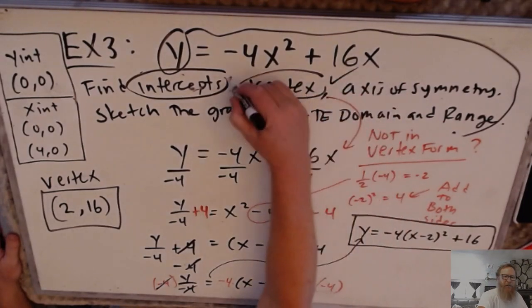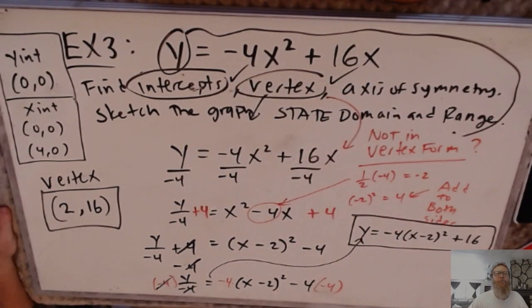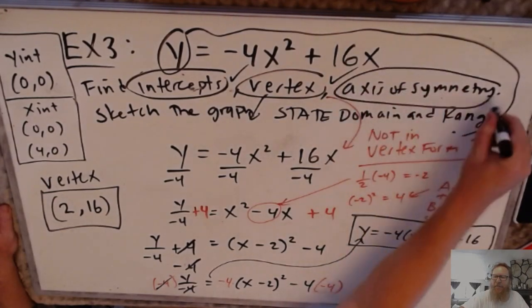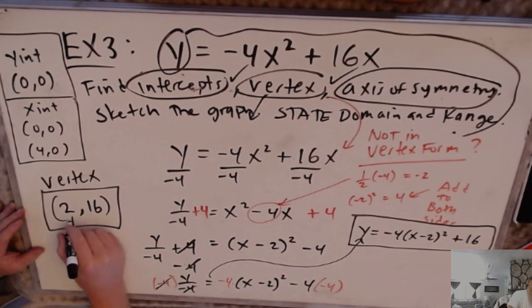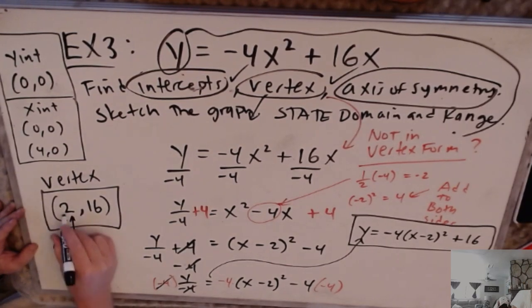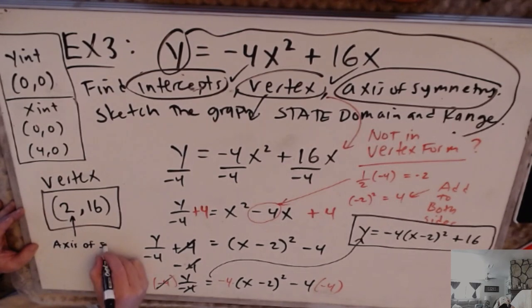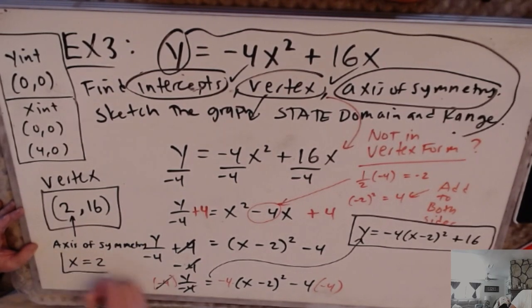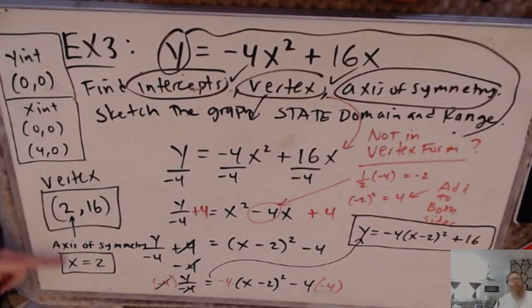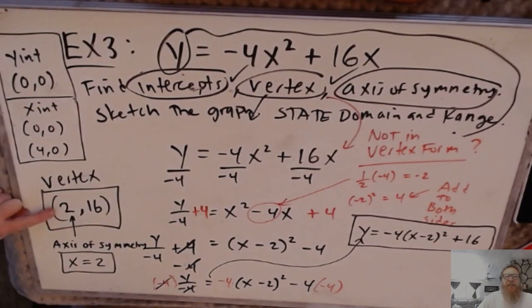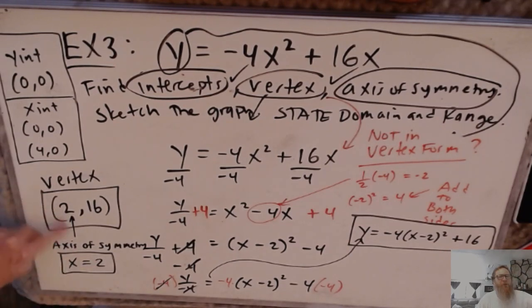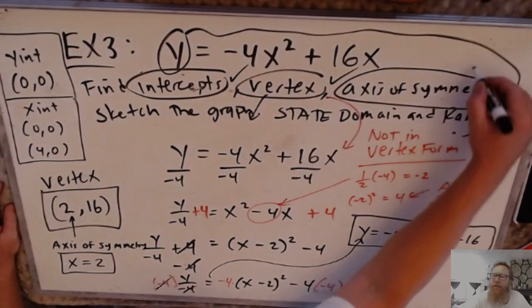So we got our vertex, we got our intercepts over here. You might as well go ahead and do the axis of symmetry while you're at it. The axis of symmetry is always the x portion of the vertex. Yeah, so that's another buy one, get one free. If you figured out the vertex, then you automatically get the axis of symmetry just by saying x equals whatever the x coordinate is. So that's done as well.